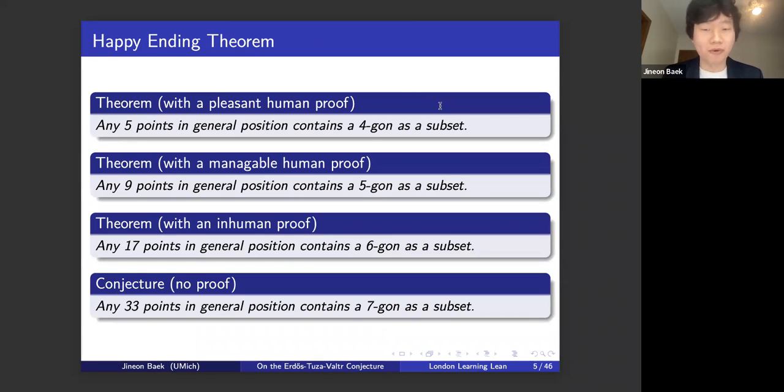But 17 points forcing a sixgon doesn't have a human proof. We need a computer to do that. And an analogous one that forces a sevengon doesn't have any proof yet, so it's a conjecture. But at least what you see there is a pattern of numbers. As we want to have an extra point in the convex n-gon that we want to force, we basically have powers of 2 plus 1 points needed to force that.